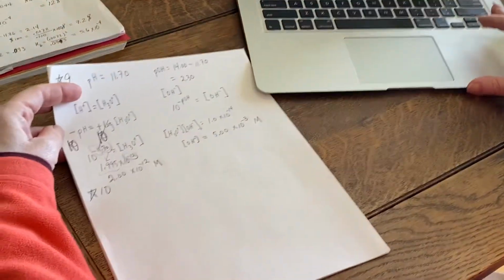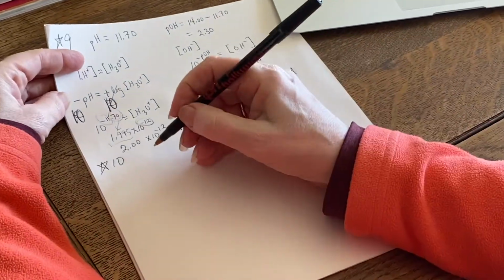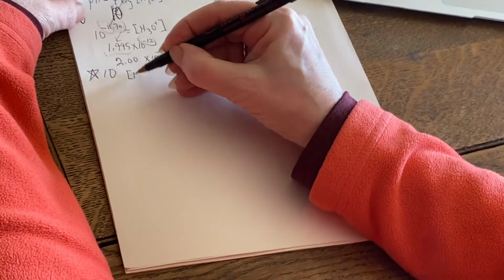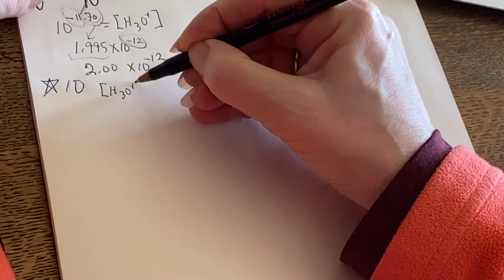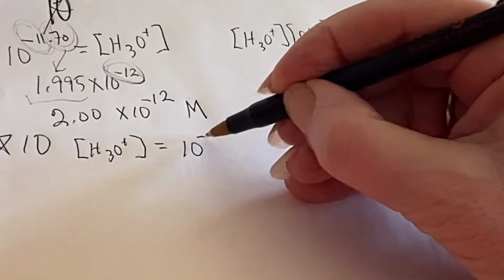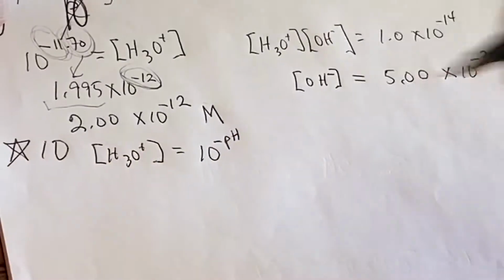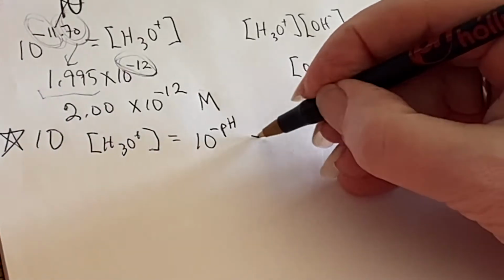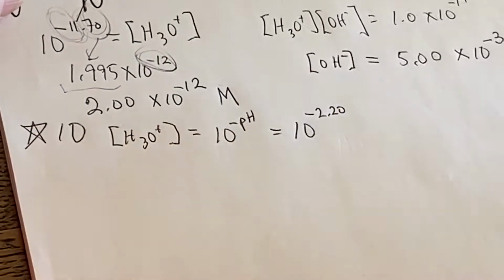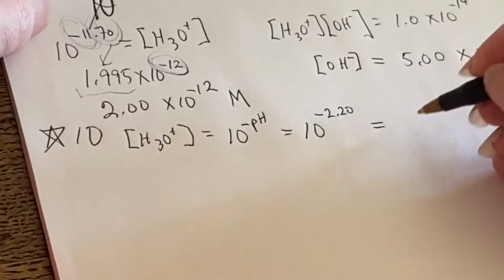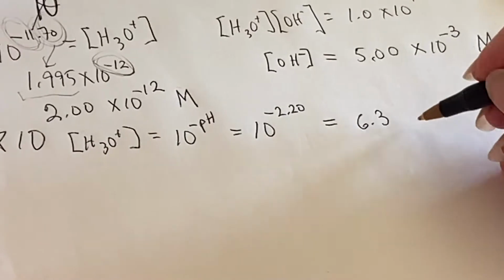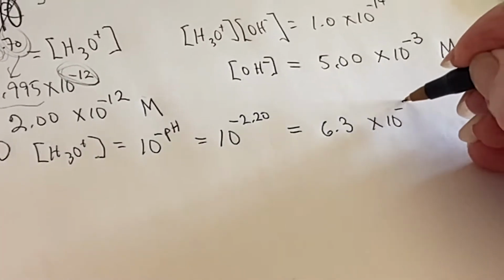If we look at number 10, we can start and think about what we did before, which was to say that my concentration of hydronium ions should be equal to 10 raised to the negative pH. They've given us the pH, so I'll just say it's 10 to the negative 2.20. Use my calculator, and I'm going to go with just 2 sig figs now. 6.3 times 10 to the negative third.